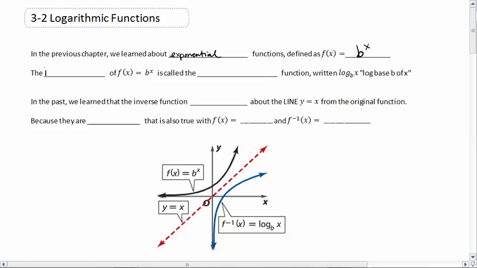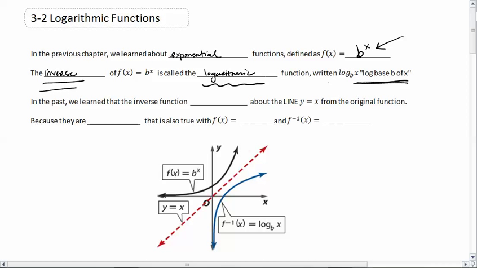The inverse of f of x equals b to the x, the inverse of that specific exponential function, is called the logarithmic function. So the inverse of b raised to the x is a logarithmic function, and we write that as log sub b of x, or we read this as log base b of x. That's how we say that. So you have log base b of x. That is the inverse of b raised to the x, and we call this a logarithmic function.